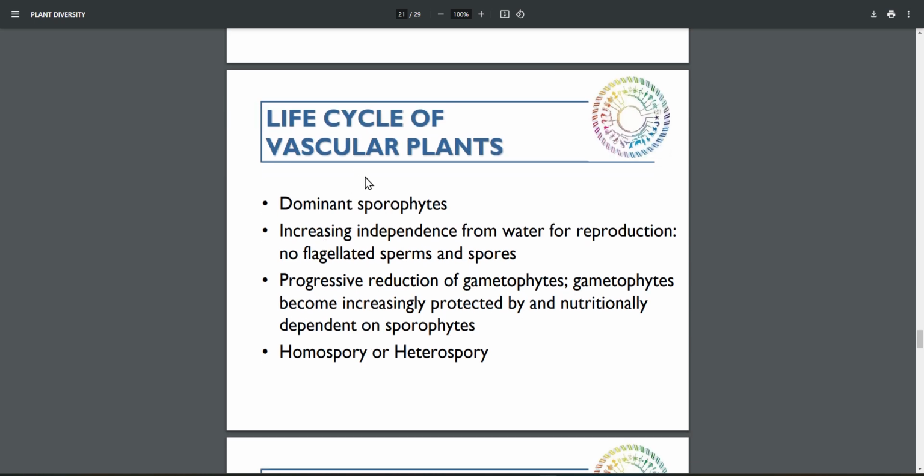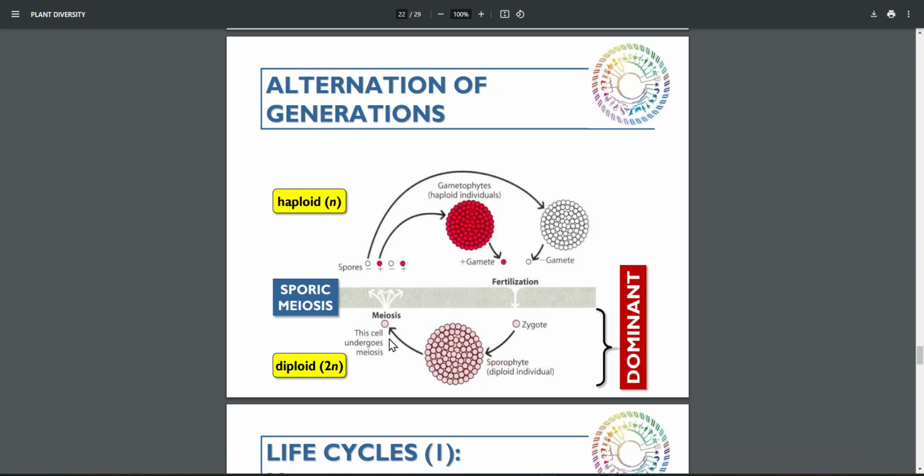All right, this is another very exhaustive part. Okay, so remember how in non-vascular plants, the dominant individuals are actually gametophytes? For vascular plants, it's completely different. The dominant individuals are sporophytes, the ones that produce spores.